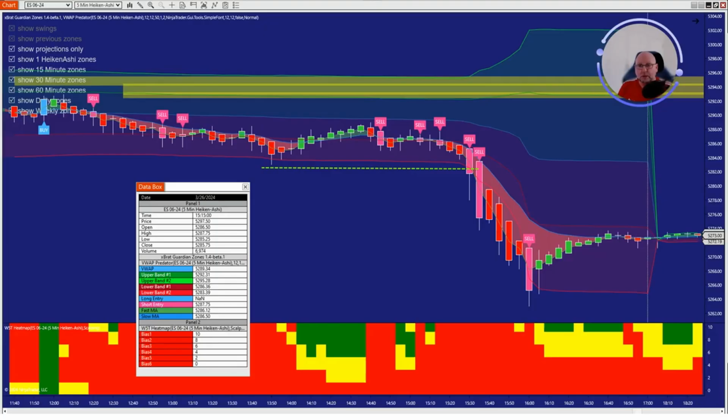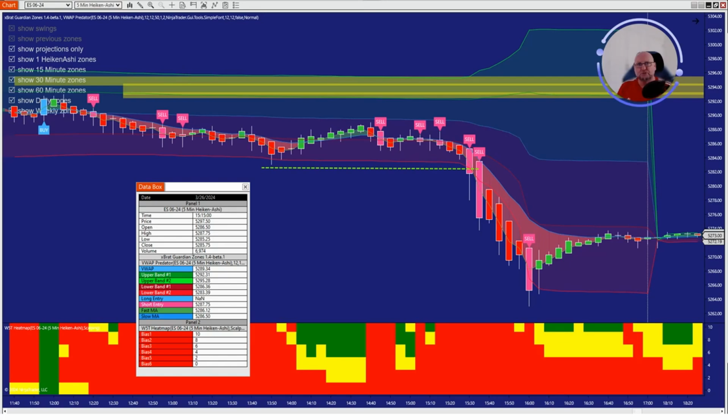So this is the same ES on March 26th. We can see here on the data box, March 26th, and we have a time of around about 15:15 on this data panel here. So in and around this sort of area, and we're going to go through this. This is a 5-minute chart, so we can see this moving up and down within that range that we just saw on the previous chart. But this is the VWAP Predator.